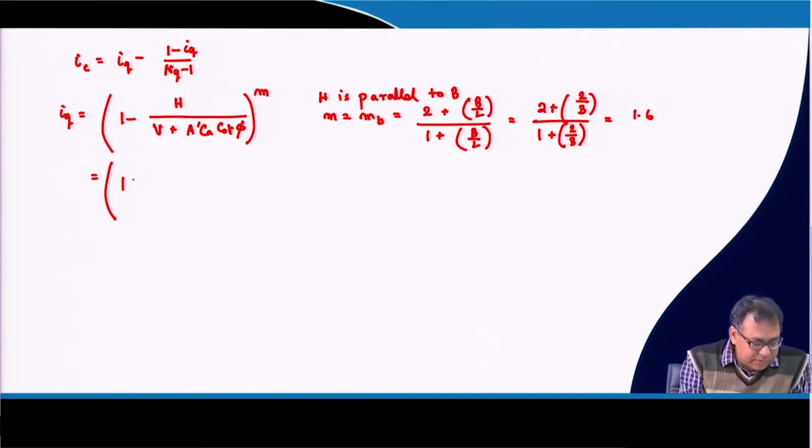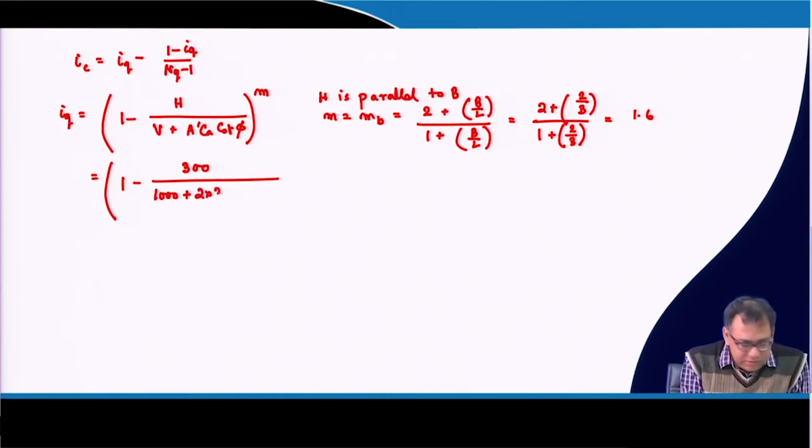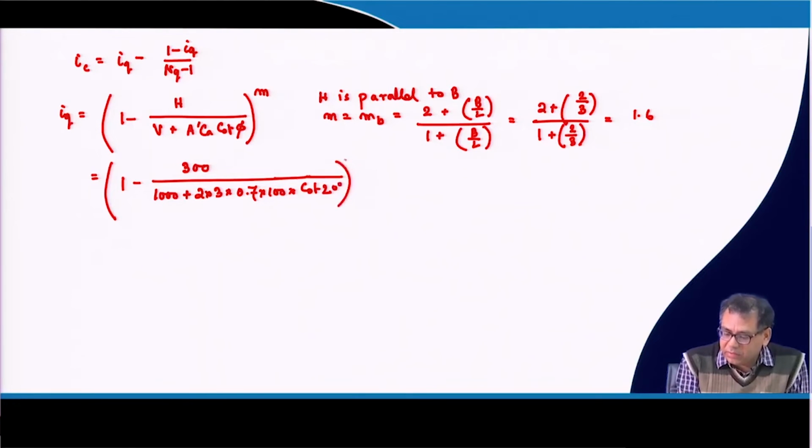Now this H is 300, and then V is 1000 plus 2 into 3, the same 0.7 into 100 I am taking, then cot 20 degree. So now M is equal to 1.6. So this will be 1.6. So this is 0.787.